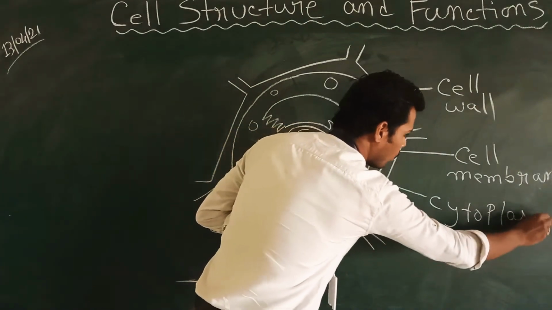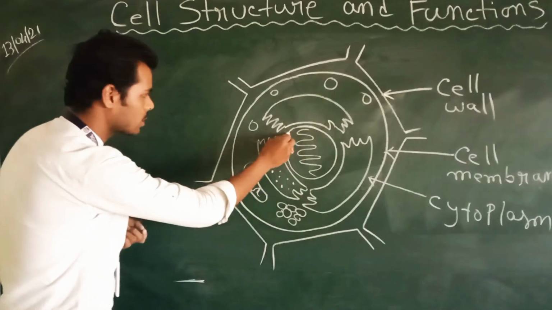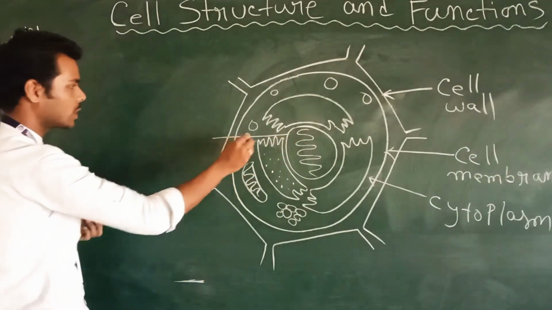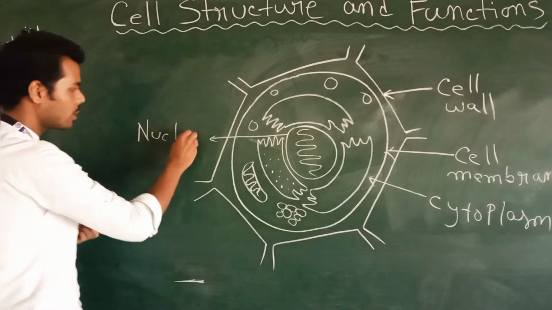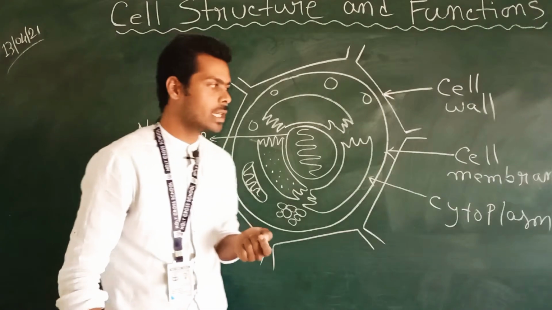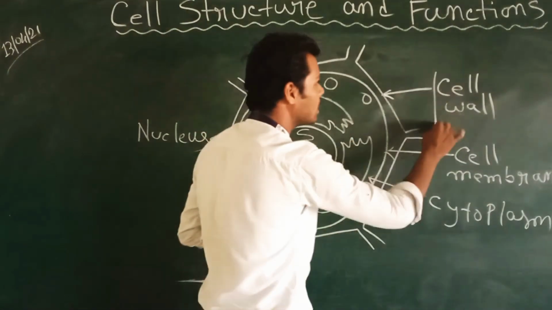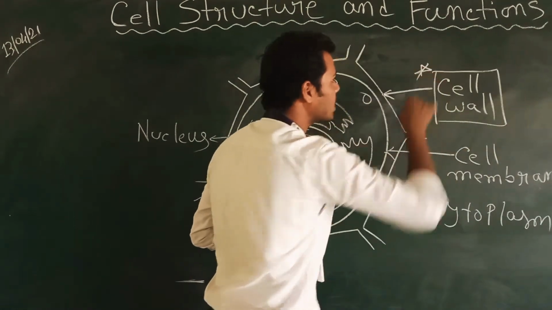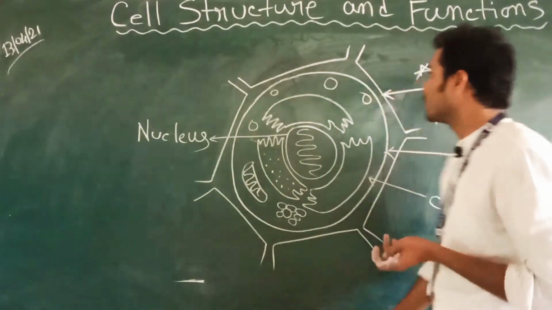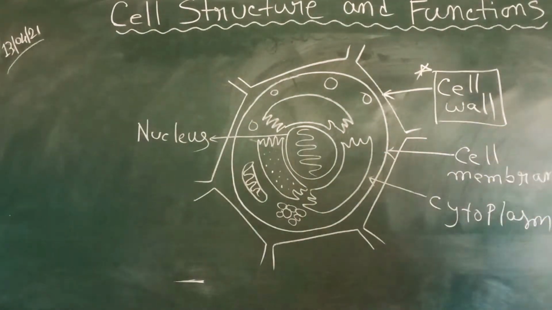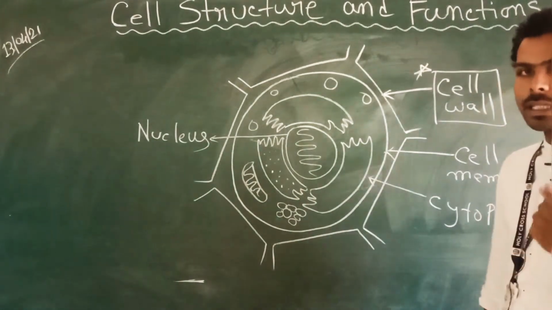And the fourth important structure is the brain of a cell, that is your nucleus. The spherical central body is your nucleus. So these are the four basic structures present in every cell. Among these, the cell wall is a characteristic feature of a plant cell as well as a bacterial cell. This cell wall is not present in an animal cell. I hope you understand this.